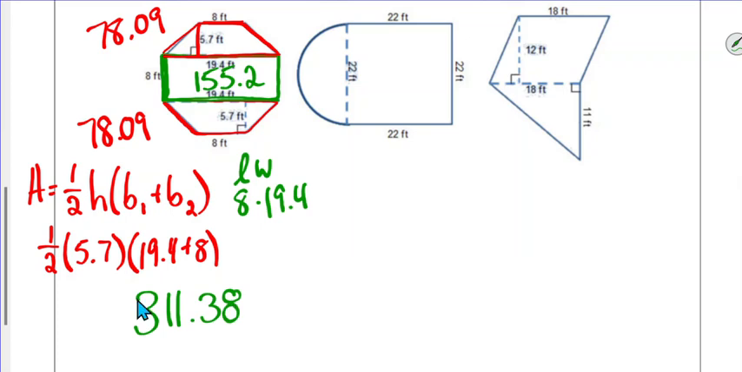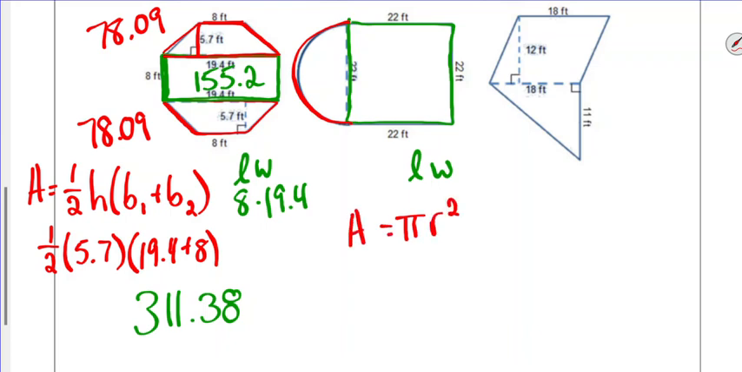Right, on the second one, I have a square here. So that's going to be length times width. And then I have a half circle, so that is going to be pi r squared. I guess I should write the full thing. Area equals pi r squared. And area equals length times width. So for the rectangle, that is going to be 22 times 22, or 484.